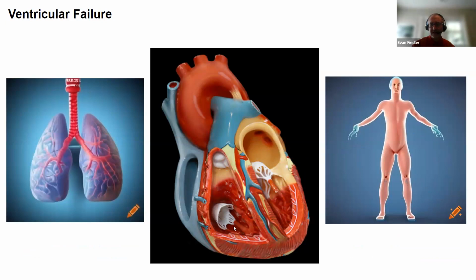Right ventricular failure. Where did that blood back up to? The right atrium. Where did that come from? The body. We see swelling in the abdomen, abdominal ascites, and swelling in the lower extremities, in the ankles, and in the feet.